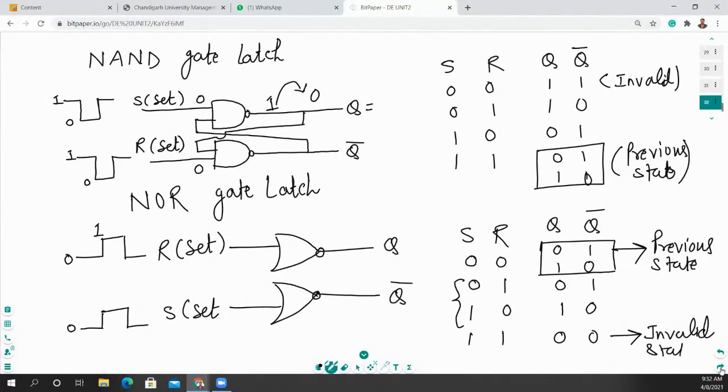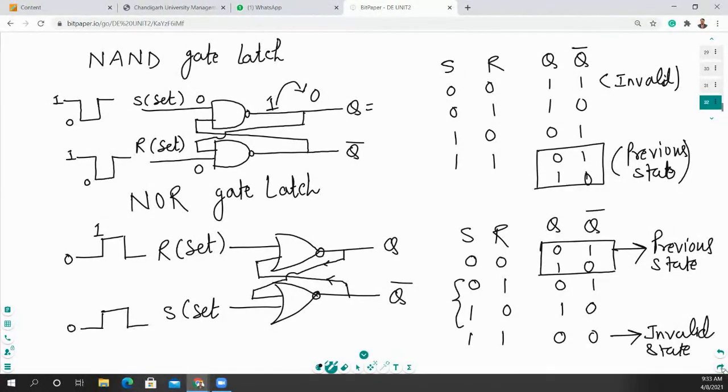Invalid state. You have to remember this flip-flop for both these NAND and NOR gate circuits. Okay, so how to design this or how to find out this output? As we know, we have to provide the previous output to the input of the circuit. So you have to consider this output to be given to the first NOR gate, and this output should be given to the second NOR gate input.